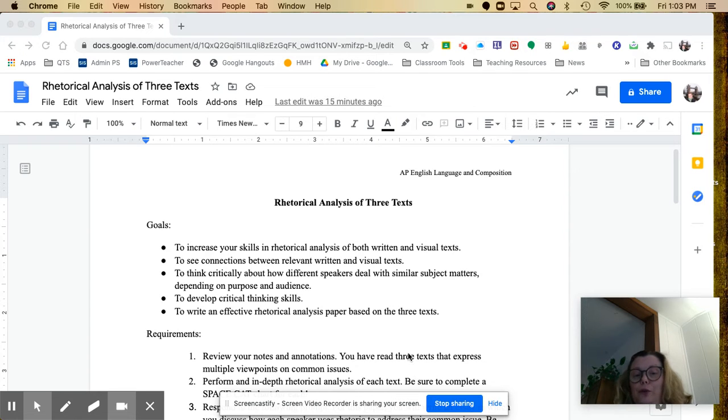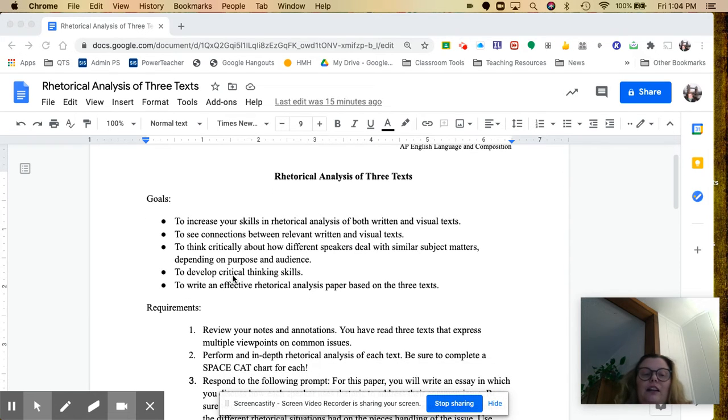So here are the goals of this paper. To increase your skills in rhetorical analysis of both written and visual texts, to see connections between relevant written and visual texts, to think critically about how different speakers deal with similar subject matters, depending on purpose and audience, to develop critical thinking skills, to write an effective rhetorical analysis paper based on three different texts.